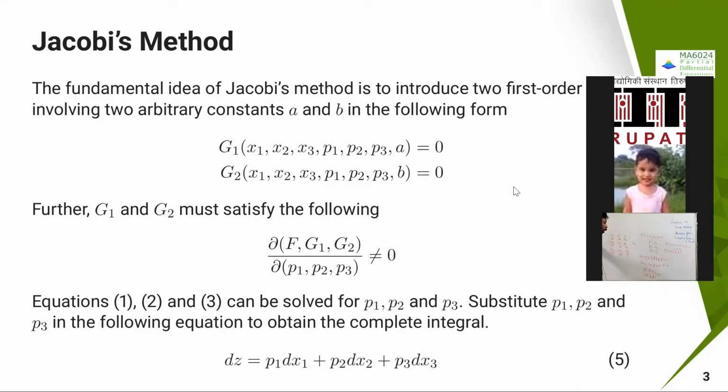So now we have equations 1, 2, 3. This can be solved for p1, p2, p3. Then substitute these p1, p2, p3 in the following equation. If you remember, in the Charpit method you obtained dz equal to p dx plus q dy. Same thing here: dz equal to p1 dx1 plus p2 dx2 plus p3 dx3.